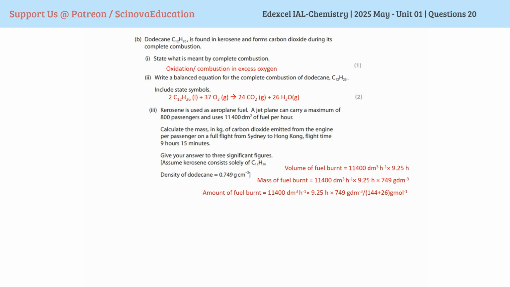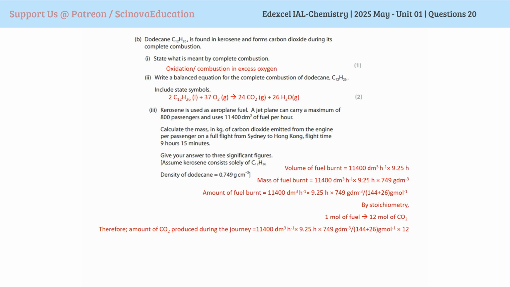So we can calculate the mass of fuel burned in this way and calculate the amount of fuel burnt in moles by dividing the mass by the molar mass of dodecane. Then by stoichiometry of the balanced chemical equation that you have done, you get the stoichiometry between dodecane and carbon dioxide as 1 to 12. So multiply this value by 12.